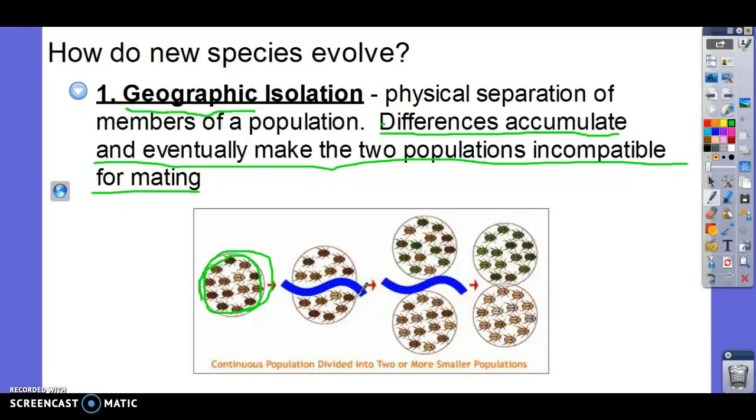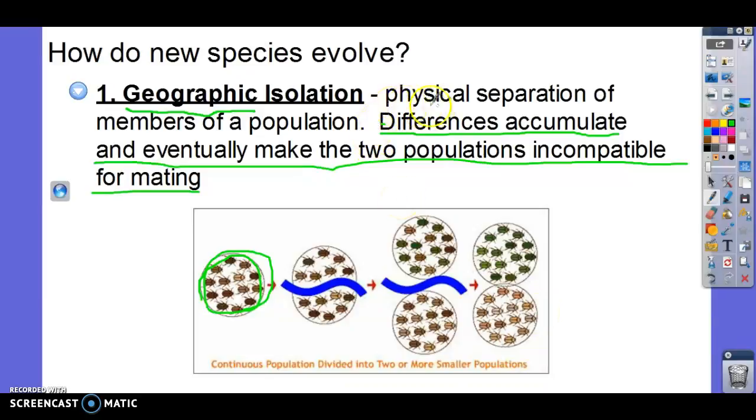We're talking hundreds of thousands of years. So these beetles are separated, and maybe one side of this river is a little more green than the other side. Over time, they adapt to their different environments, and these differences accumulate, and they become two separate species. So the green species and the brown species, okay?